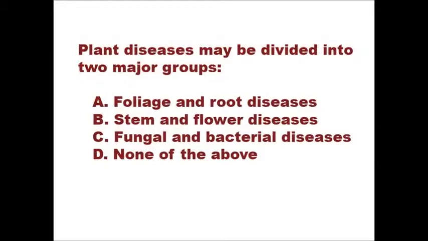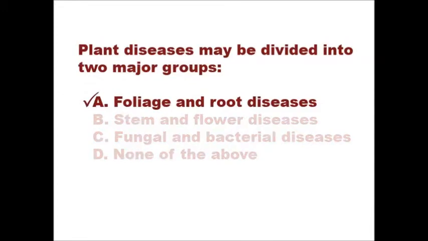Plant diseases may be divided into two major groups. A. Foliage and root diseases, B. Stem and flower diseases, C. Fungal and bacterial diseases, or D. None of the above. If you selected A. Foliage and root diseases, then you answered correctly.